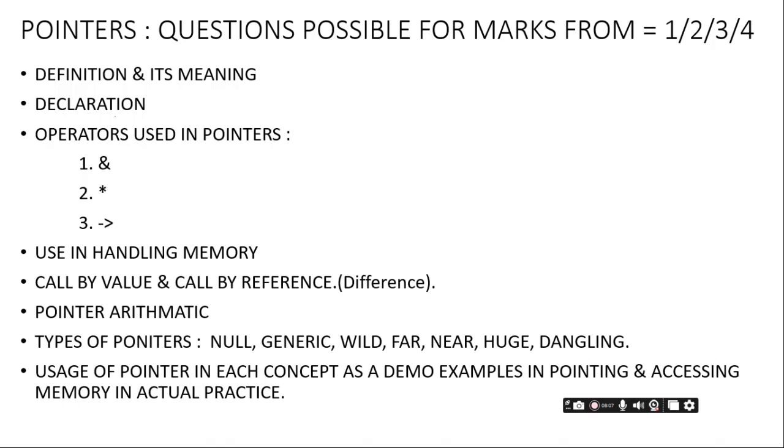So far and near are again widely used in case of further 128-bit processor, that is wide and huge. So far is included as part of huge pointer and wild pointer as well. And the last but not the least, that is dangling pointer.